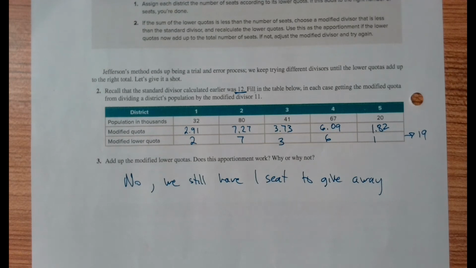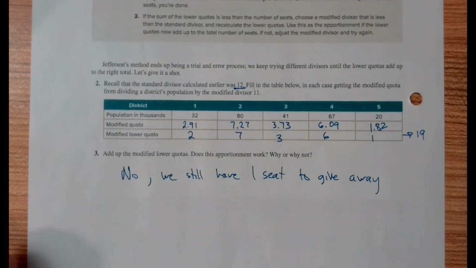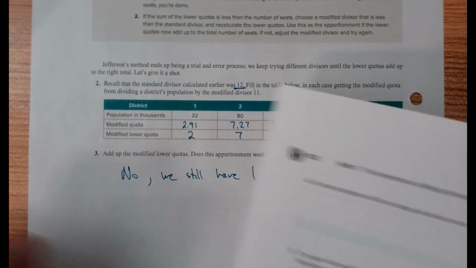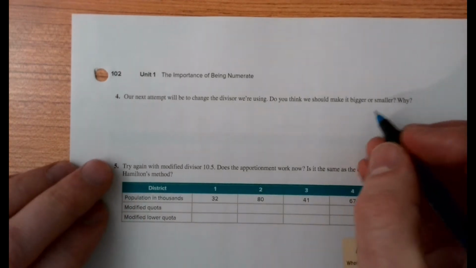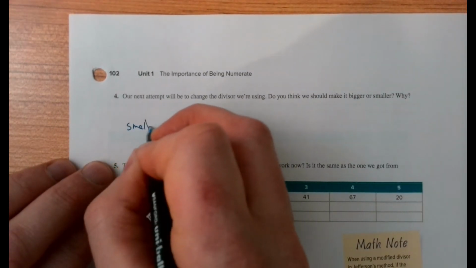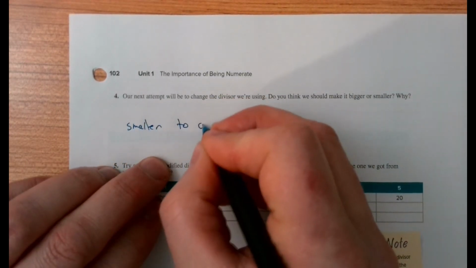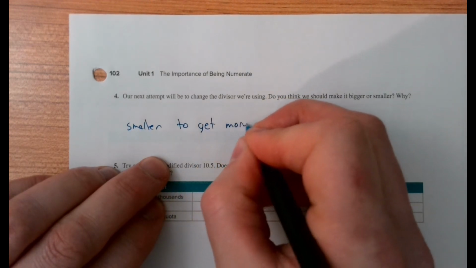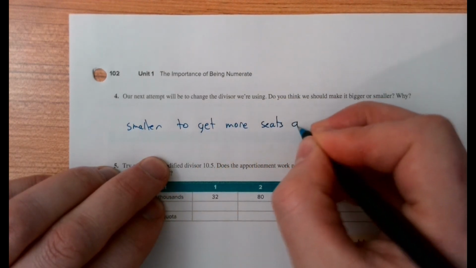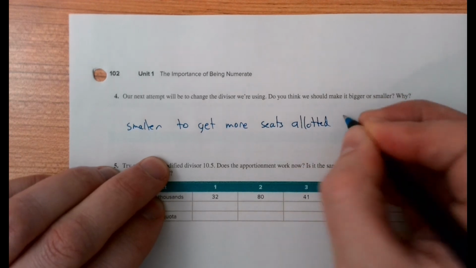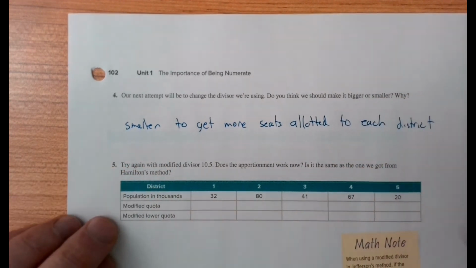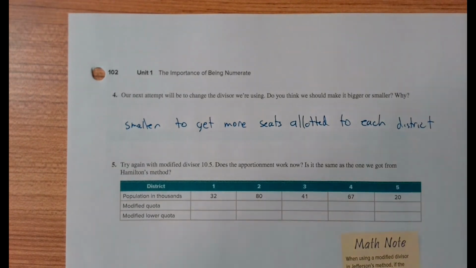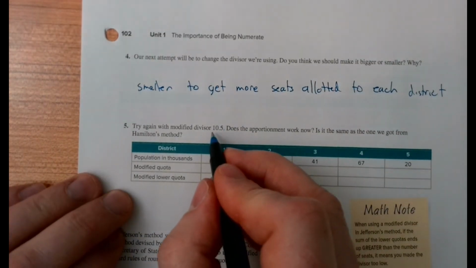This is where Jefferson's method begins to feel tedious. So what are we going to do? Well, our next attempt will be to change the divisor again. And should we make it bigger or smaller? Well, I say we should make the divisor smaller to get more seats allotted to each district. Okay, so again, he's prescribing what divisor to use.